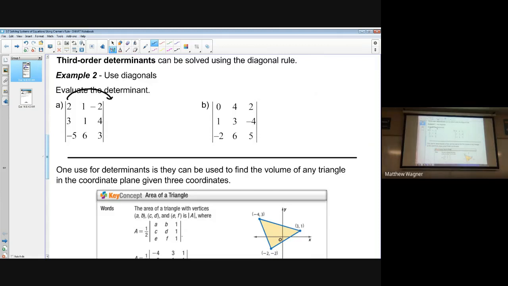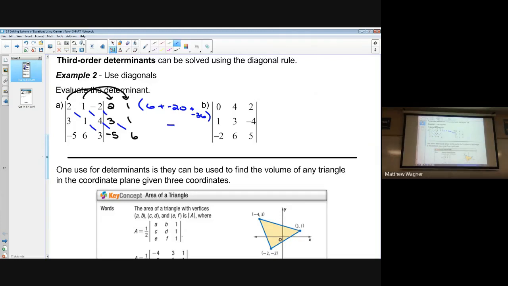So what we want to do when we're finding determinants of 3 by 3s, again, it's a little process. It's a little trick. You're going to copy the first column over. You're also going to copy the second column over. And then just like before, we want to use our diagonals. So 2, 1, and 3 is 6. I'm going to add to that the next diagonal, 1, 4, and negative 5, which is negative 20. And then 2, 3, and 6, so negative 36. So we're going to take those 3 diagonals, multiply down the diagonals, and add them together.